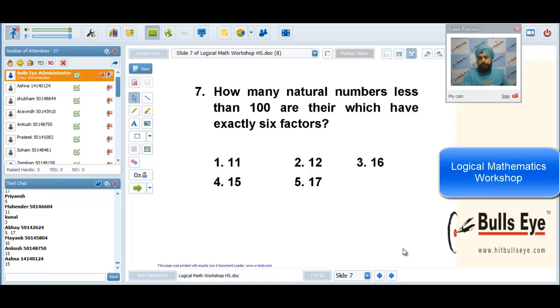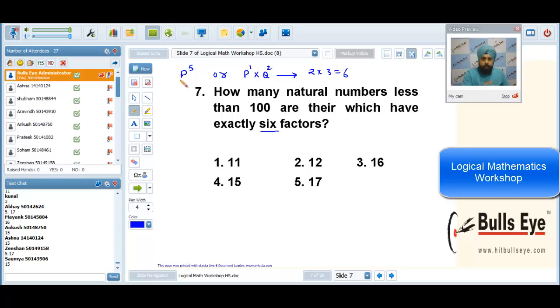I think you all are clear about the concept out here. We know how to find the total number of factors. Now, we know 6 factors would mean either a prime number raised to power 5 or a prime number raised to power 1 and another prime number raised to power 2. Because we know in the powers we add 1 and then we multiply. So 6 could be either 1 into 6 or 2 into 3.